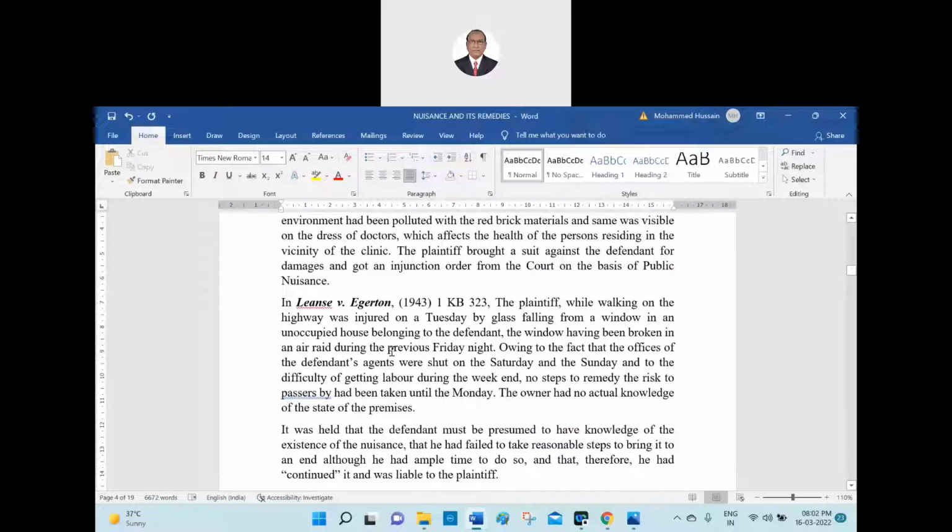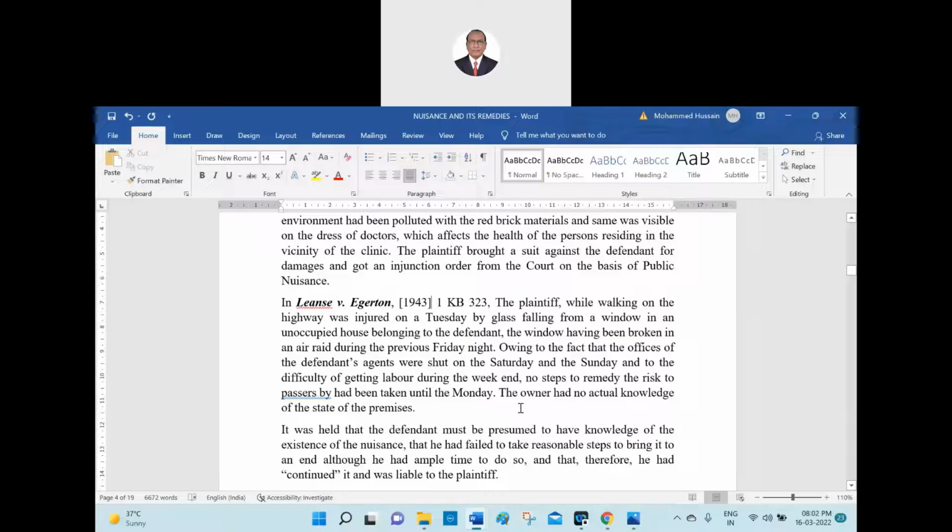So next is Leans versus Gordon, another case law. Yes, what is the mistake here? 1943 should be in the square brackets, not in the circular bracket. That is a mistake.